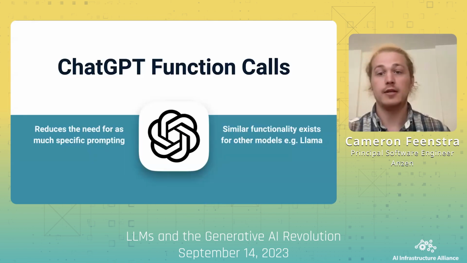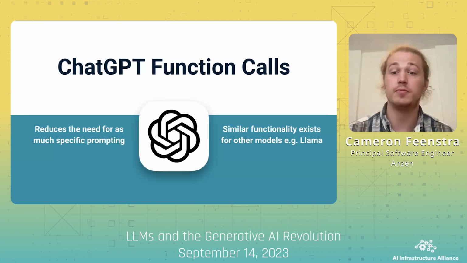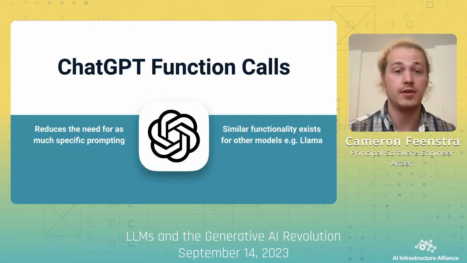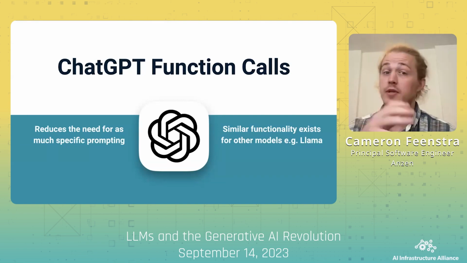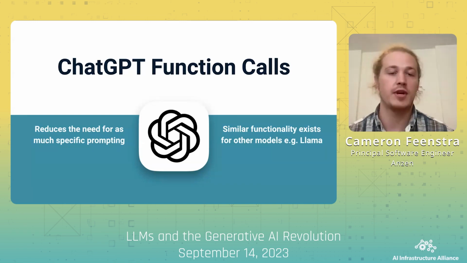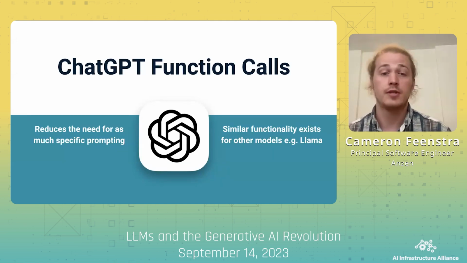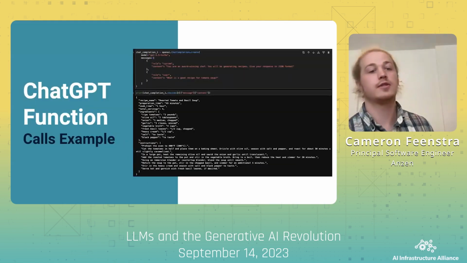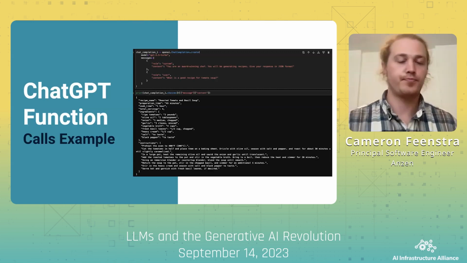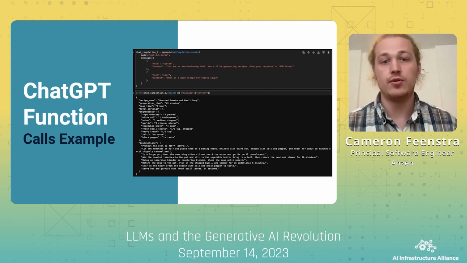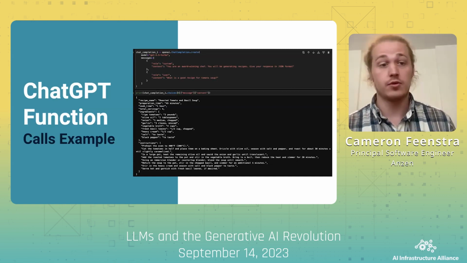One of the really useful tools in building applications on top of generative AI models that's relatively new is function calls, or in ChatGPT, they're called function calls. In other frameworks, there's similar functionality. I know for Llama, there's software that can do a similar thing for you, but this can significantly help in reducing the amount of prompting you need to do to actually get the result you're looking for.